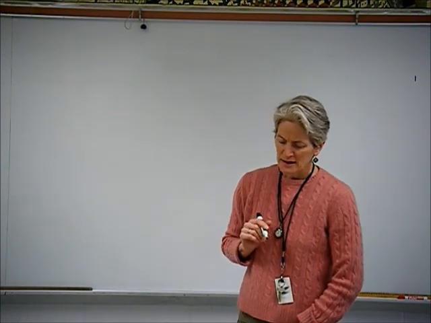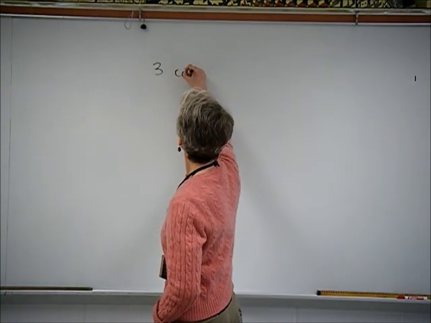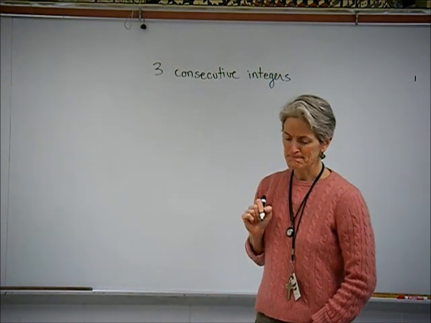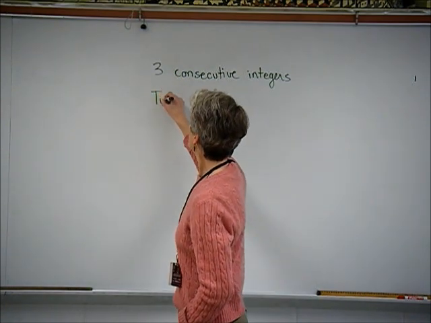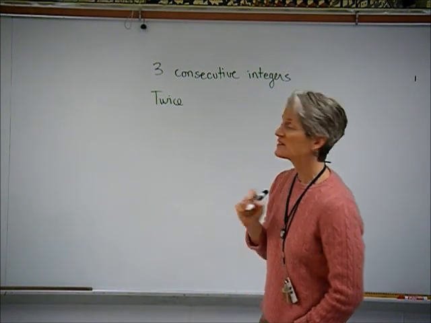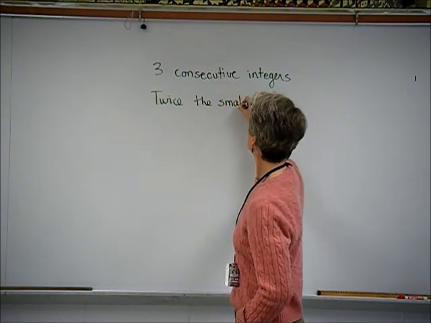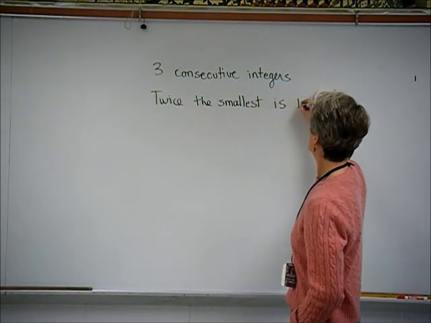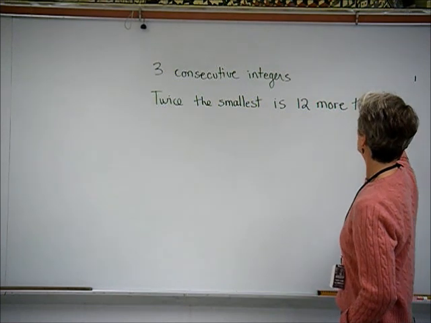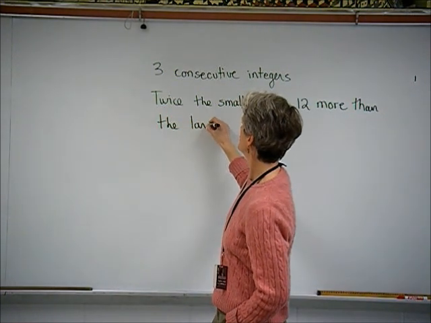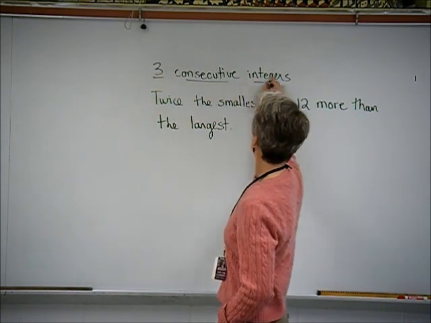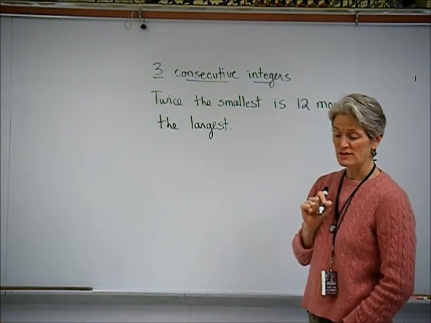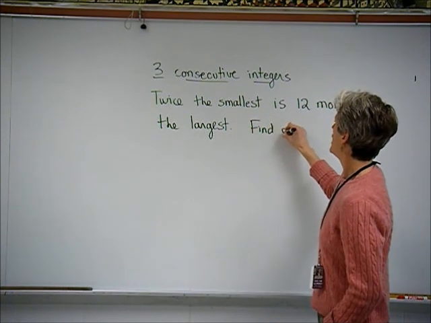Okay, so we're going to have 3 consecutive integers. 3 consecutive integers, that means there's one after the other. Okay? And twice, let's see, I have it written down here. Twice the smallest integer. Twice the smallest is 12 more than the largest. So that's your clue. You have 3 consecutive integers. You know that twice the smallest integer is 12 more than the largest integer. Find all 3 numbers.